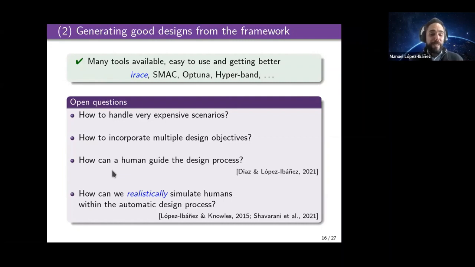And another open question is that if the algorithms that you are automatically designing are interactive, they are meant to interact with humans, then you cannot put the human in the automatic design process. So you will need to simulate humans during the automatic design process. So how can we realistically simulate humans? In the case, for example, of automatically designing interactive multi-objective evolutionary algorithms, we have proposed the concept of a machine decision maker. Well, a particular type of artificial decision maker, and this works here.